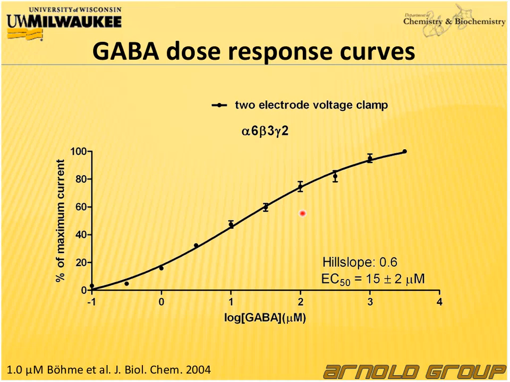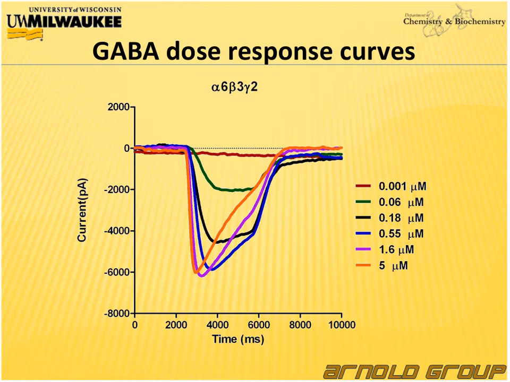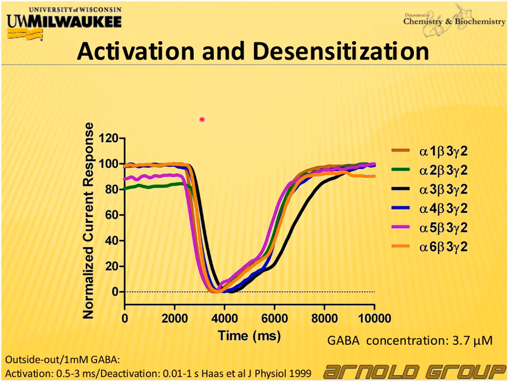And last but not least, the alpha-6 beta-3 gamma-2 containing GABA-A receptor has an EC50 of 15 micromolar for the manual assay, and for the automated assay we find an EC50 of 0.23 micromolar, which is closer to the reported 1.0 micromolar in JBC in 2004. So also here the sweep has a very nice dose response comparable with the alpha-1 containing receptor.